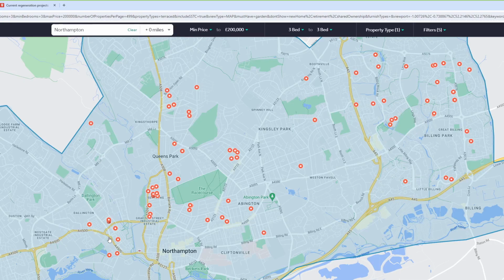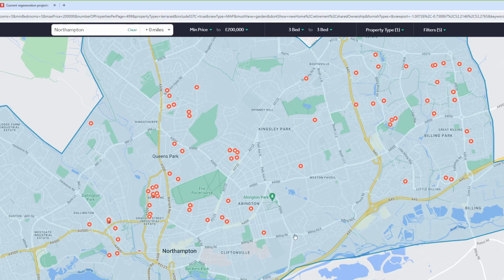What you can do once you've done that is then Google development or investment in Semilong, or investment or development or plans for regeneration for Far Cotton, and so on. And you can get more information, more granular information, for a very specific area rather than Northampton as a town as a whole.